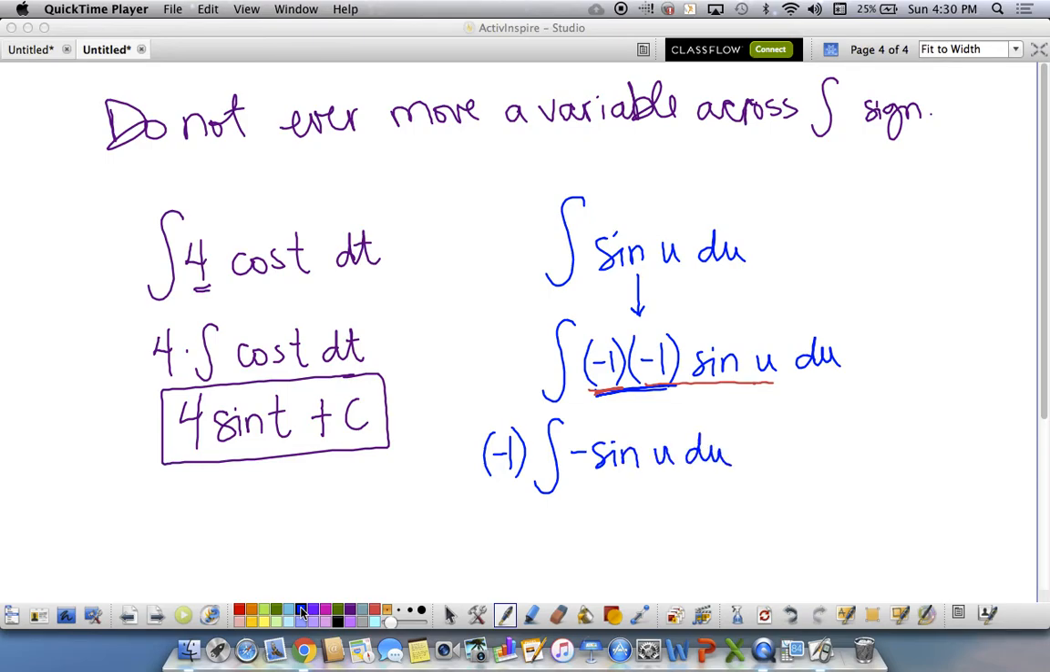Now, do we know whose derivative is negative sine u? Of course we do. It is cosine. Cosine u, the derivative of cosine u is negative sine u. Okay? Now we're going to use our constant and bring it down to just be a negative cosine u, and not forgetting our constant c out at the end. Okay? So we can use this little constant thing to our advantage when we need to. Okay? We can check, we can go on.